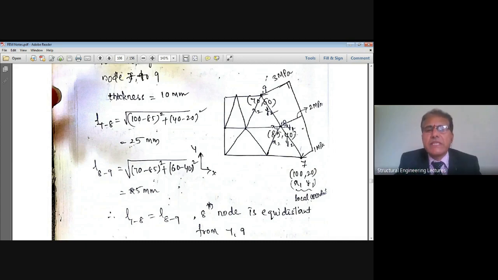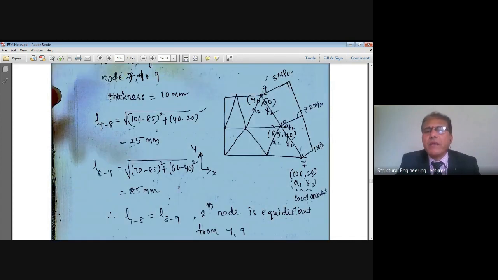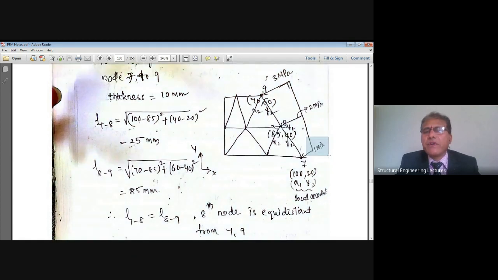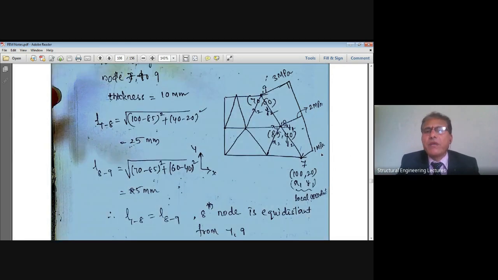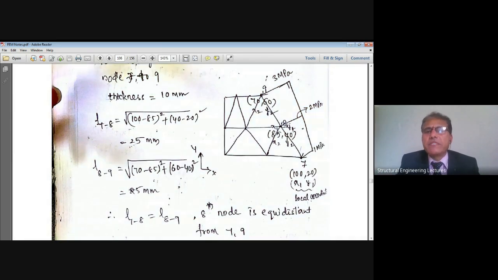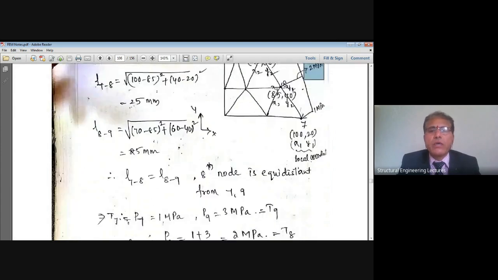Once we decide that this is the mid node, then the pressure that is given varies from 1 MPa to 3 MPa. Therefore, at a mid distance, how much will be the intensity of the pressure? Now I can interpolate. It is varying from 1 MPa to 3 MPa, so at half distance, it is 1 plus (3 minus 1) divided by 2, so 1 is the additional increment. Therefore, 1 plus 1 is equal to 2 MPa. That is how I'll do the interpolation.